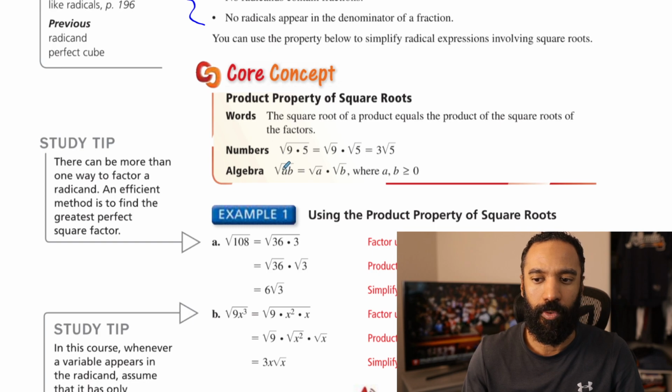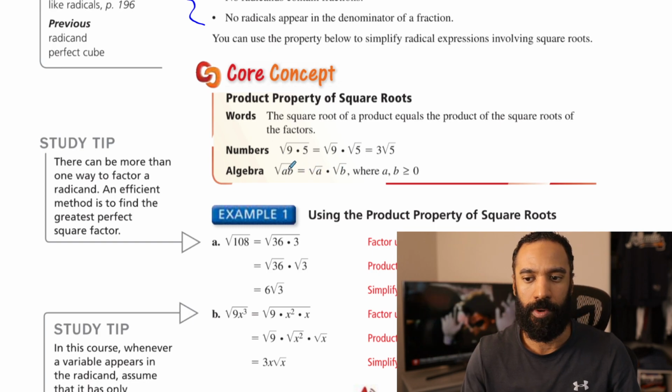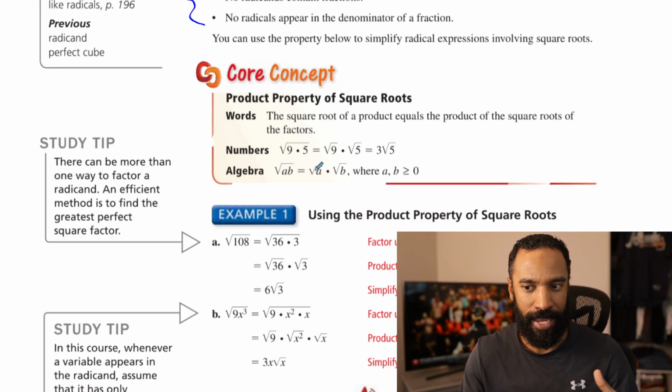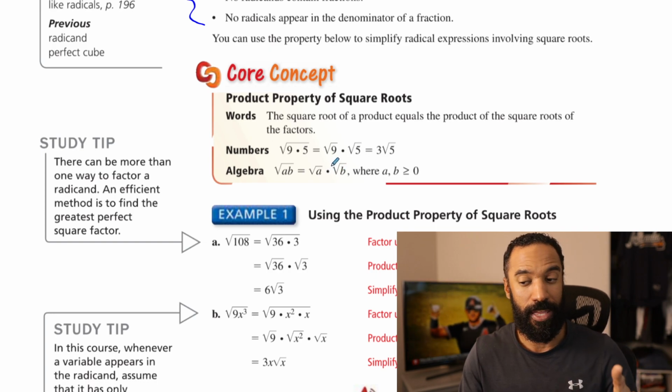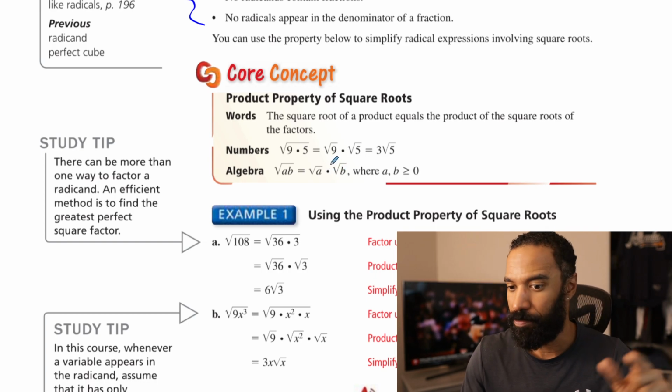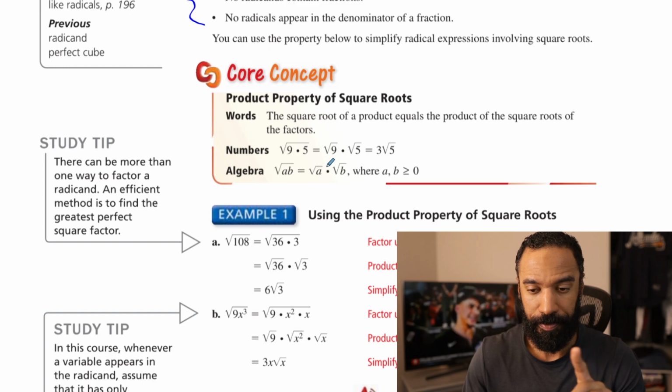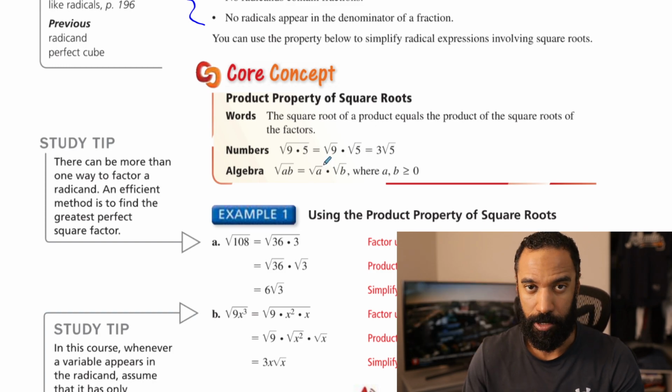The square root of a product equals the product of two square roots. You can split up anything that's multiplied into two different square roots and multiply them. You can do that for multiplication, and I'm sure they'll show it. You can use it for division. You cannot do it for addition and subtraction.